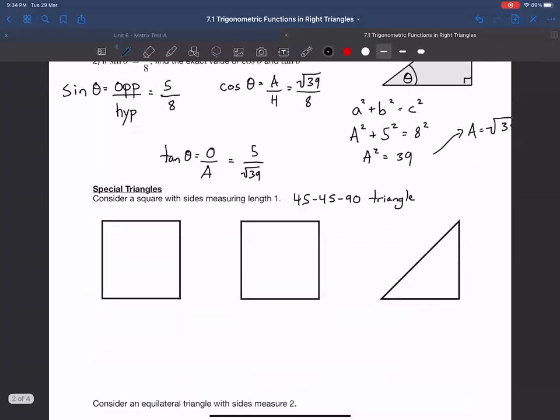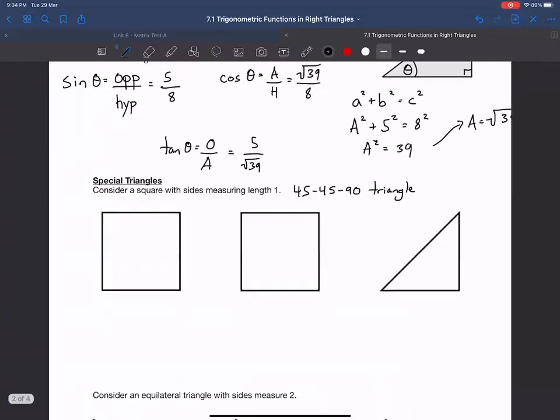So what we're going to do is consider a square with a side length measuring 1. Because it's a square, we know that these are all right angles. And also because it's a square, we know that all the side lengths are equal, with a side length of 1. Then we're going to take the square and cut it right down the middle, and we're going to create a triangle.